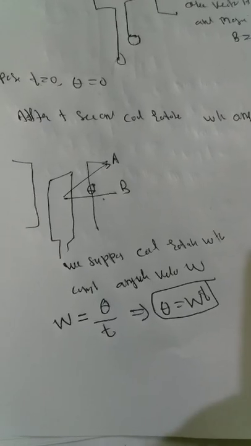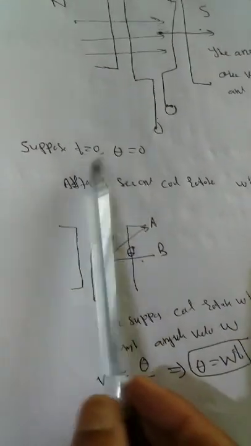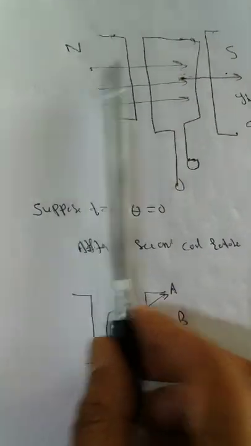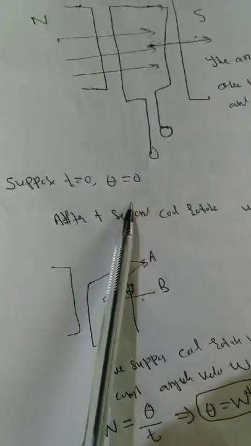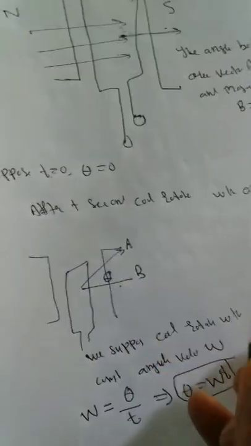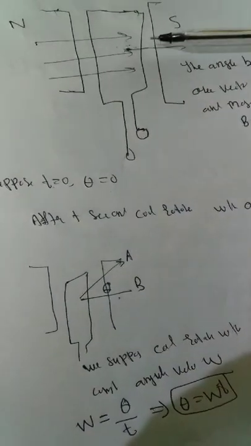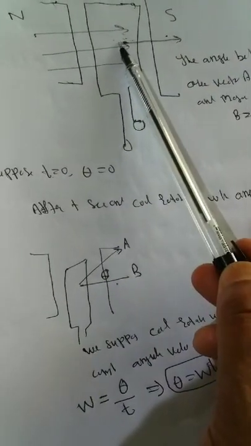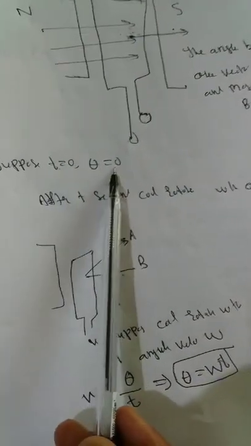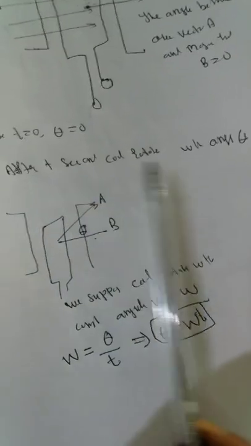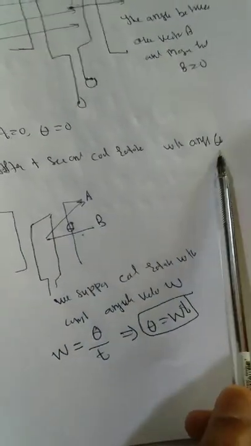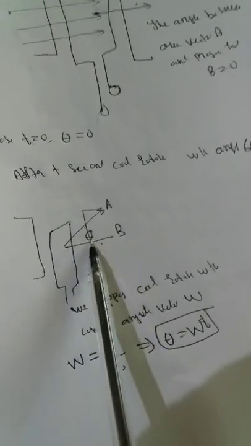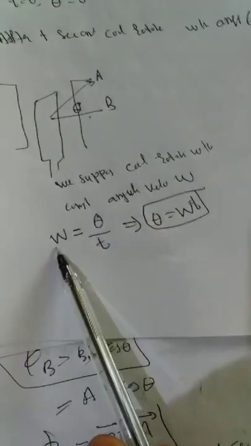I hope you are getting my point. At time t is equal to 0, theta is 0. Please don't forget, the magnetic field lines are perpendicular to the coil, so the angle between the area vector and the field is 0. After t seconds the coil rotates through some angle theta, and with constant angular velocity, omega is equal to theta by t.